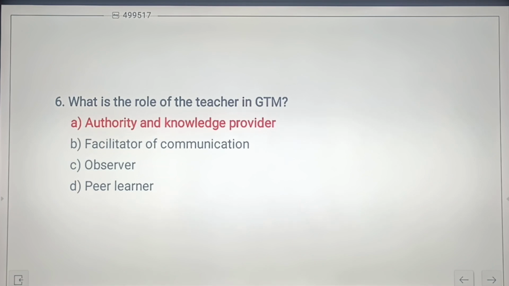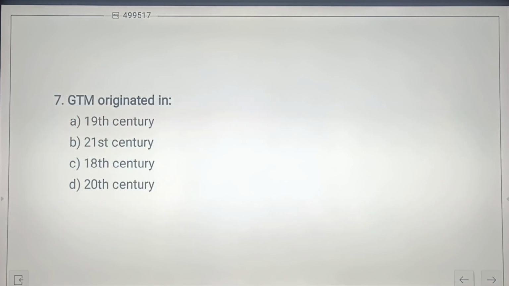Next, grammar translation method originated in which century? A. 19th century. B. 21st century. C. 18th century. D. 20th century. The right answer is 18th century.